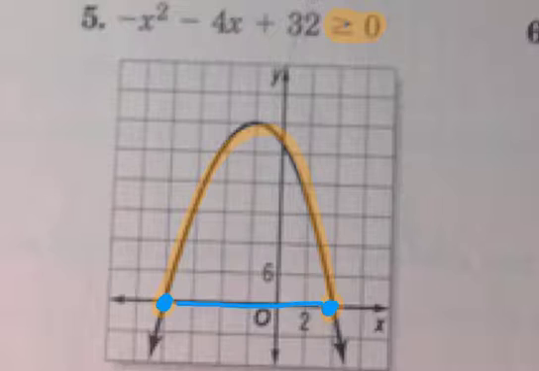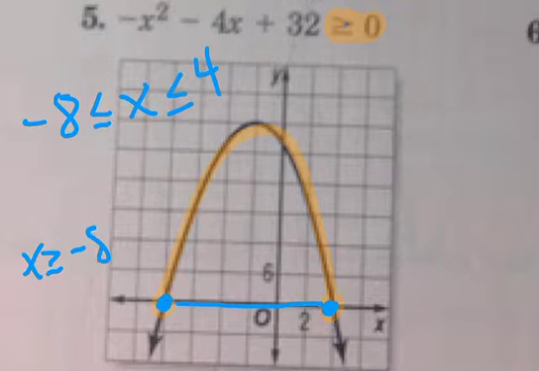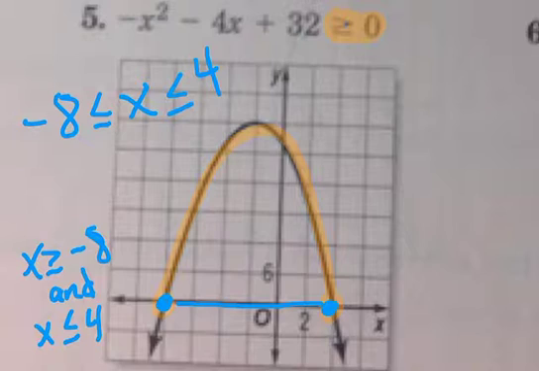So if we wanted to, we could just pick one. I could state my answer for this as negative 8 is less than or equal to x, and x is less than or equal to 4. You could also write those out separately: x is greater than or equal to negative 8, and x is less than or equal to 4. So those are kind of our boundaries, so to say, of our solution based on this particular graph.